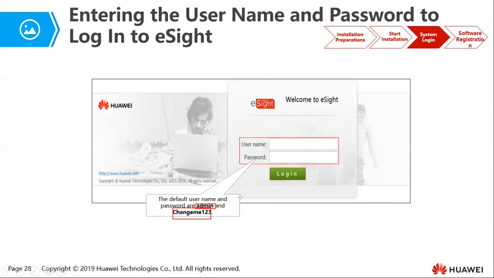Something important to note here is that if you forget your password, if you lose your password, there is no way of recovering the password. You'll have to reinstall eSight in order to restore the default password. So be very careful when changing the password, and if possible, save it somewhere else.